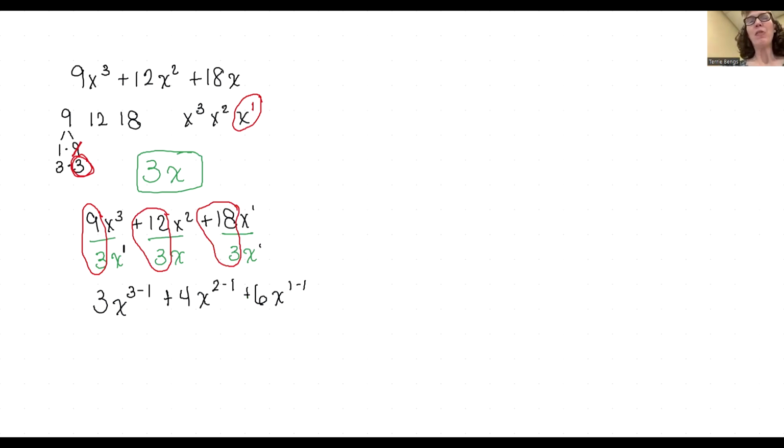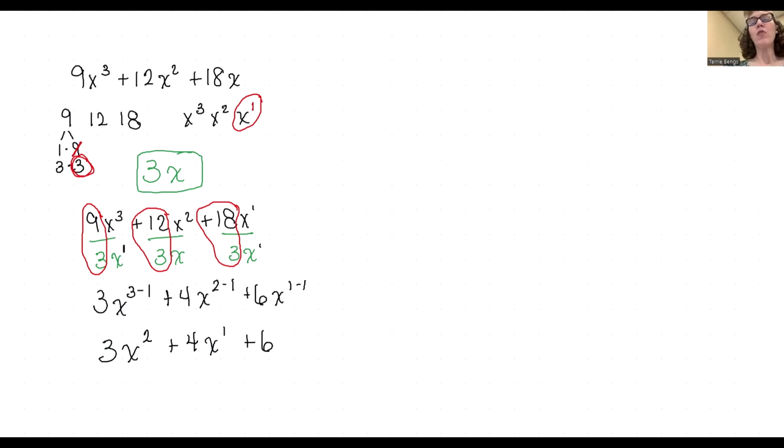All right, let's simplify a little bit here. We have 3x, and 3 minus 1 we know is 2, so that makes it squared, plus 4x, and 2 minus 1 is just 1, and then plus 6x, and then we have 1 minus 1, which is 0. However, anytime you have x to the 0 power, you can literally just erase that x to the 0 power.